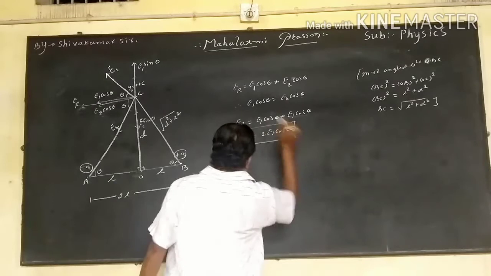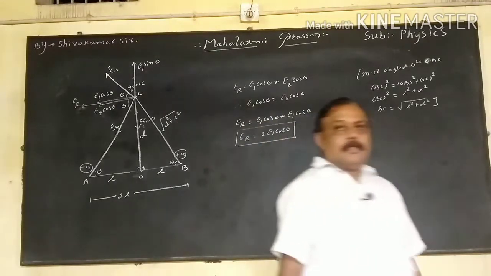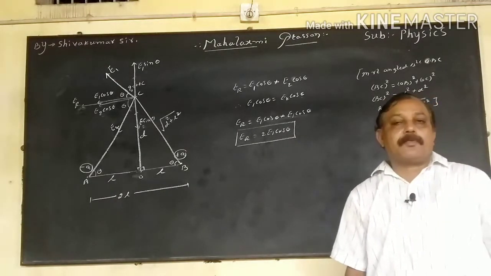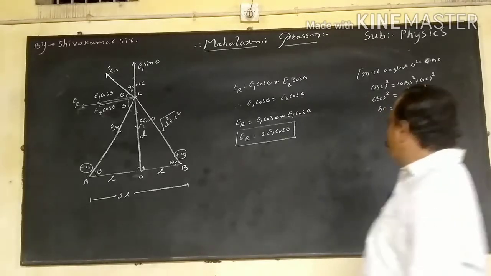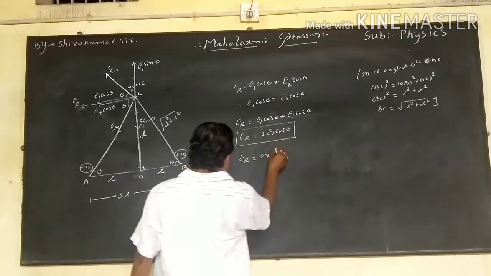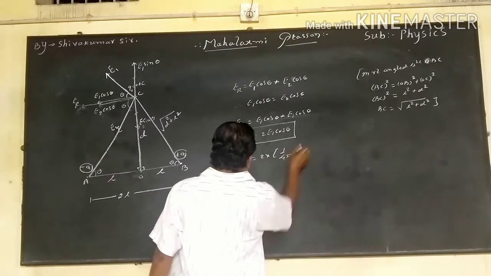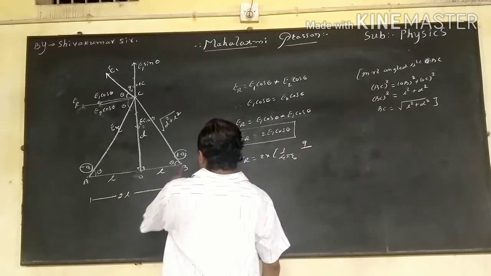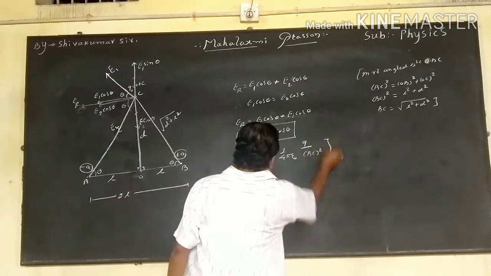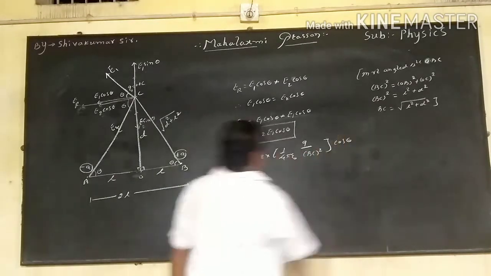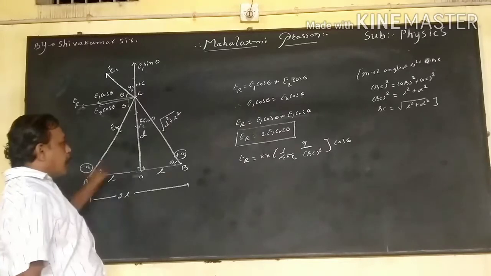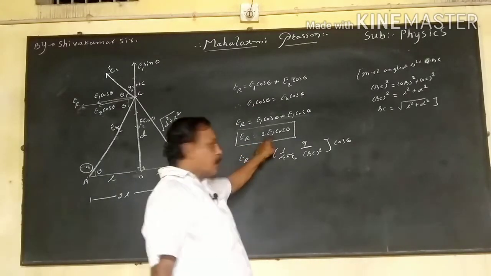Just glance at the steps. Then we know that electric intensity E equals 1 divided by 4 pi epsilon naught times charge by distance square. So for E1, it is 1 divided by 4 pi epsilon naught, charge Q, distance square, into cos theta. The distance is either BC or AC. I take BC square. Are you getting the point? So we are dealing with the positive charge. You can take either the positive charge or negative charge. The magnitude is always positive because electric intensity is a vector quantity.